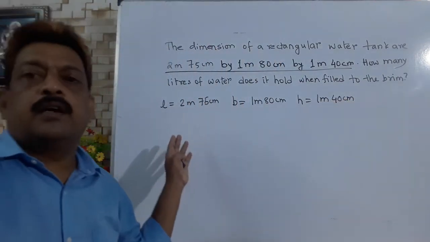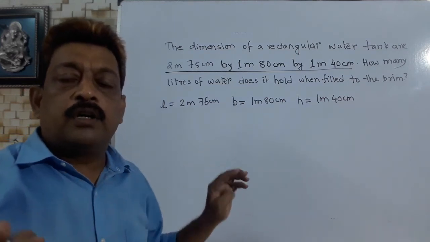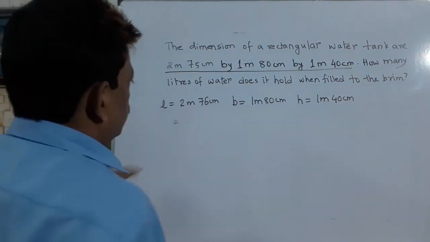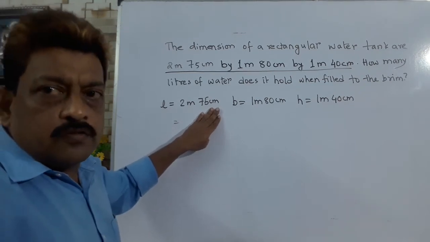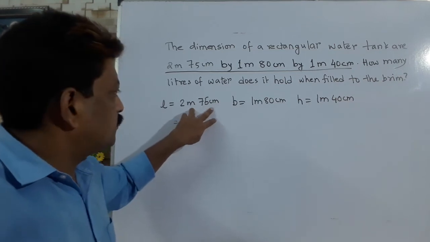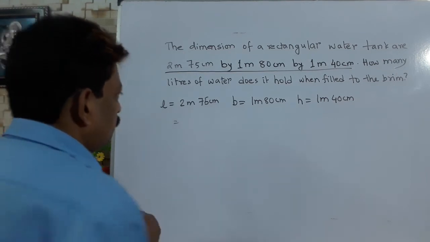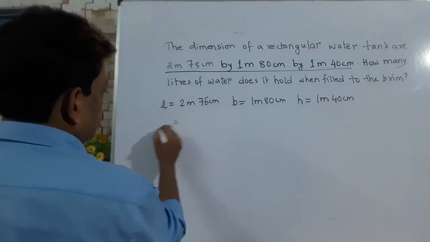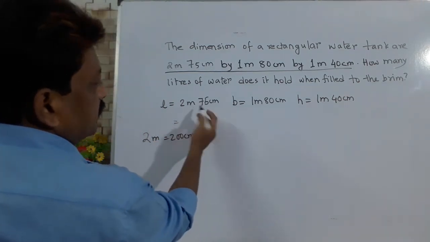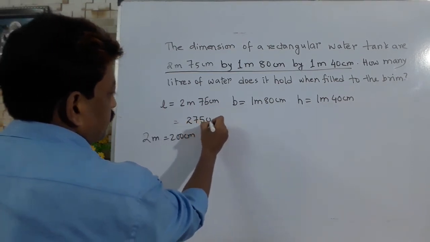Now you can see that the units are mixed. Meter and centimeter are mixed together. We have to convert them into a similar unit. Since centimeter is the smaller unit among these two, convert the units into centimeter so that you can avoid the decimal. 2 meter means 200 centimeter. If 2 meter is 200 centimeter, then 200 centimeter plus 75 centimeter makes 275 centimeter.